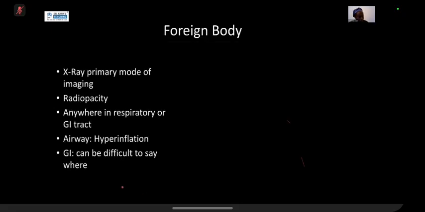And then when the foreign body's in the GI tract, it can be difficult to say exactly where it is. So I normally say it's projected intraluminally within the left upper quadrant or right lower quadrant, wherever it is, unless I'm sure it's definitely in that structure. And then depending on the foreign body, we may do serial radiographs to make sure that it passes through the GI tract.